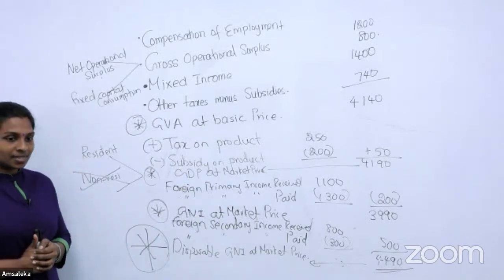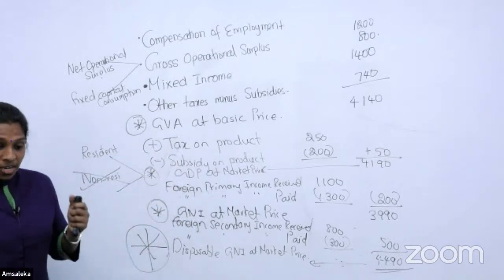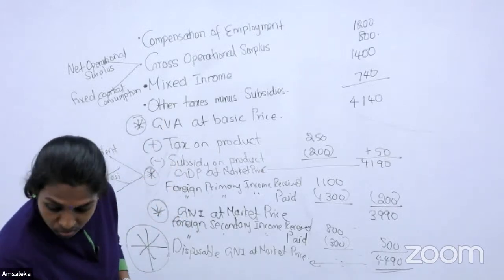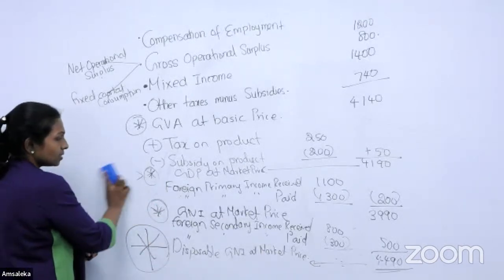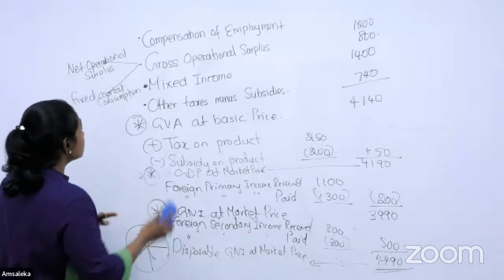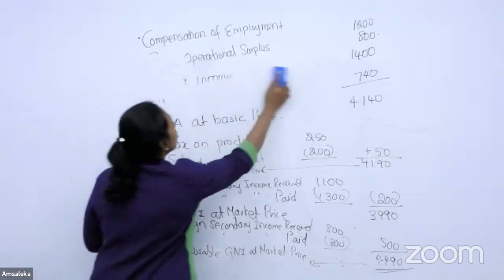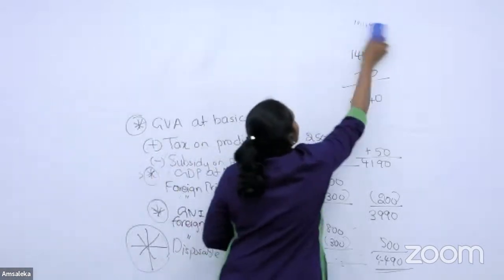Right. So this is the income approach. Now, quickly, we are going to do the expenditure approach. Okay. I'm wondering whether you all are understanding or not. Thank God you all are understanding.